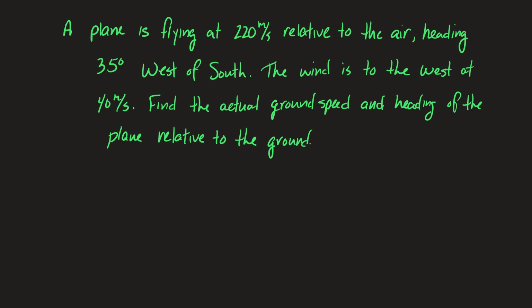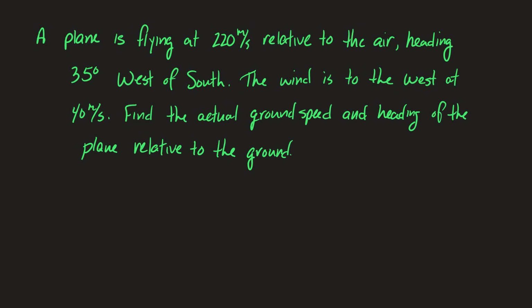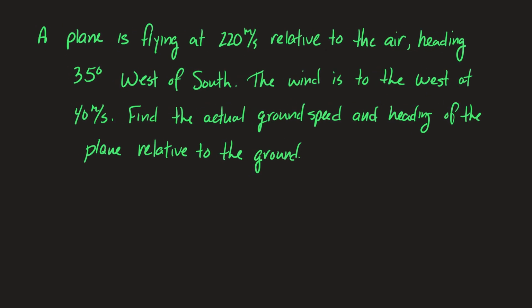So here's what I'd like you to do. A plane is flying at 220 meters per second relative to the air with a heading of 35 degrees west of south. The wind is to the west at 40 meters per second. Find the actual ground speed and heading of the plane relative to the ground. Yep. Do you have to do this in both graphical and math? No, let's just do the math part.